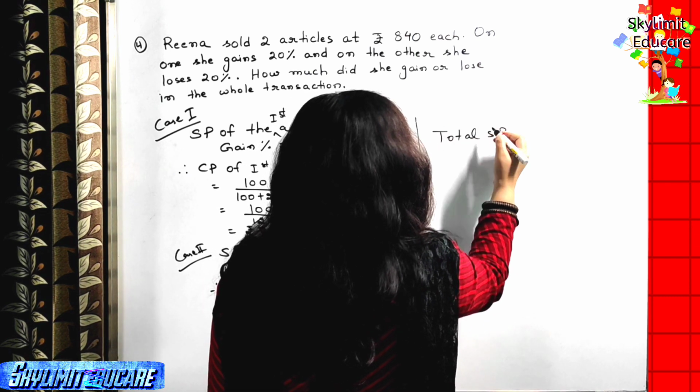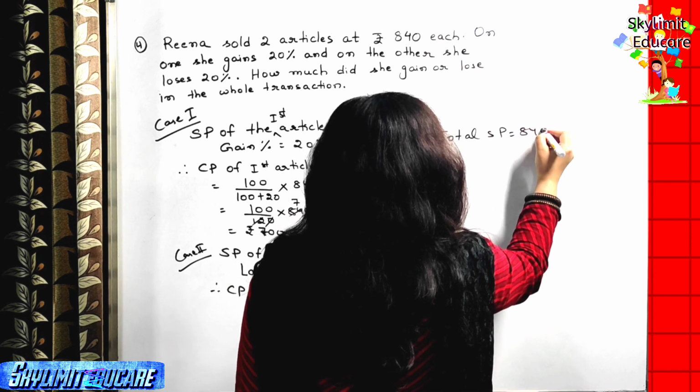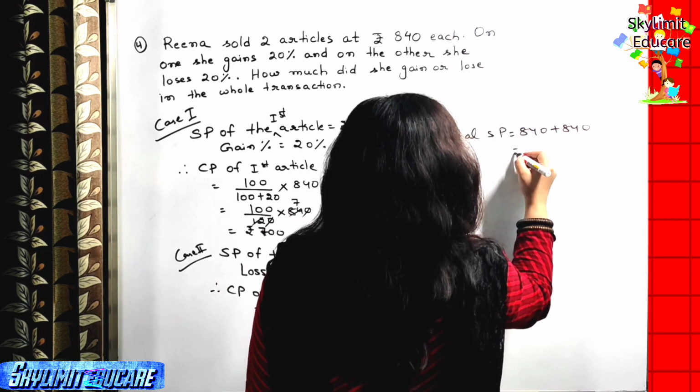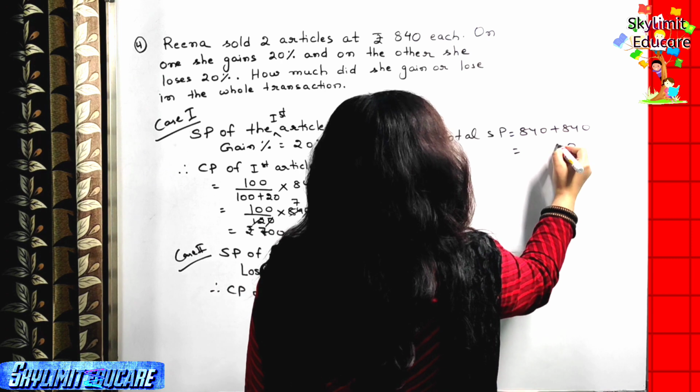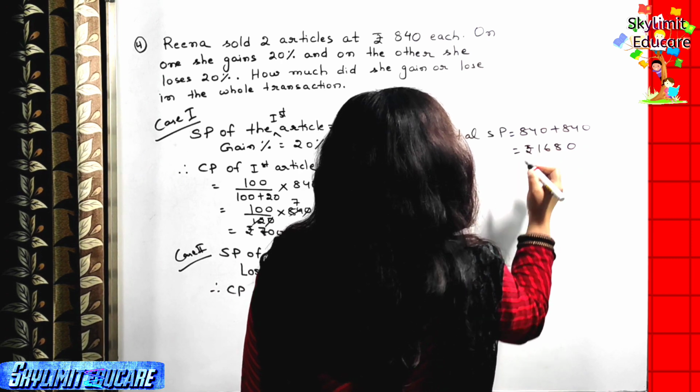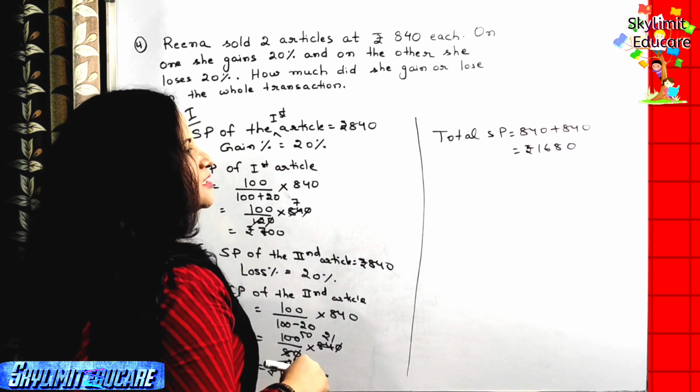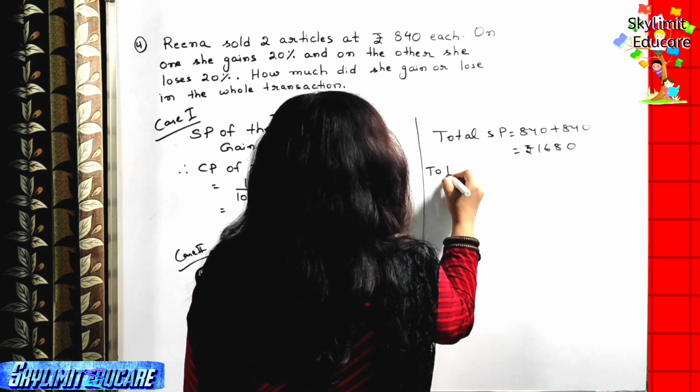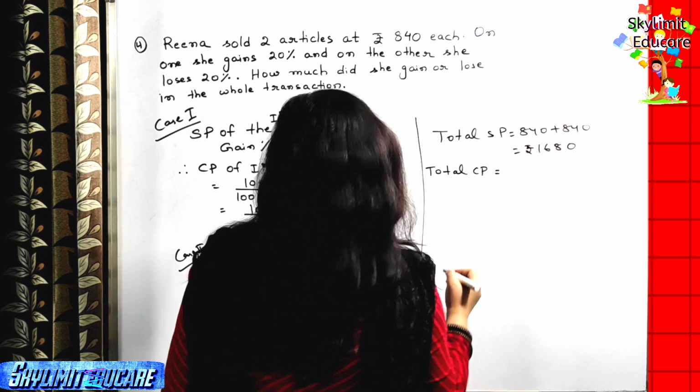Total SP is 840 plus 840, or you can multiply 840 into 2 also. So 1680 is the total selling price. Let's find out the total cost price at which she purchased both the articles.